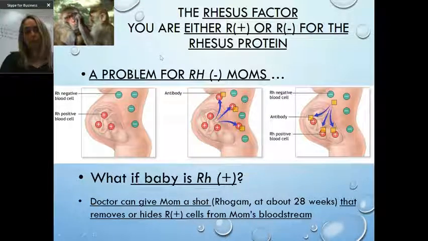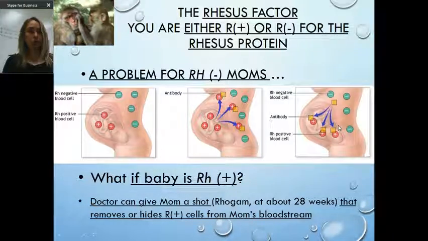They're kind of cute. So if you have a negative blood type as the mother, and you're pregnant with a baby that has a positive blood type, then your body is going to make antibodies against that baby and attack it.